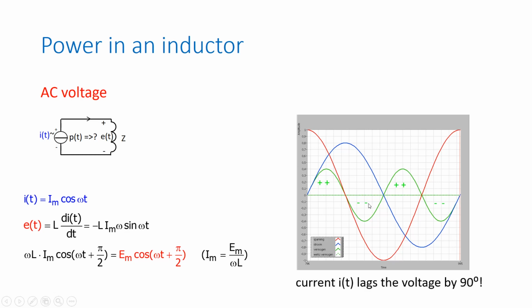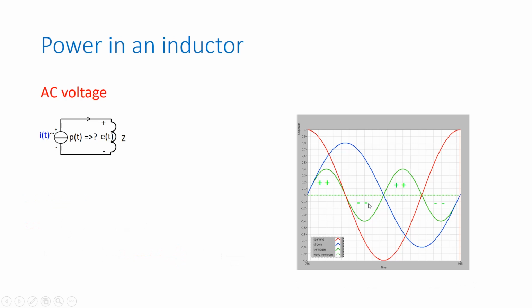Well, can we calculate that in the same way as what we did with the resistor? Yes, we can. We are going to multiply the expression for the current with the expression for the voltage, which is standing over here.